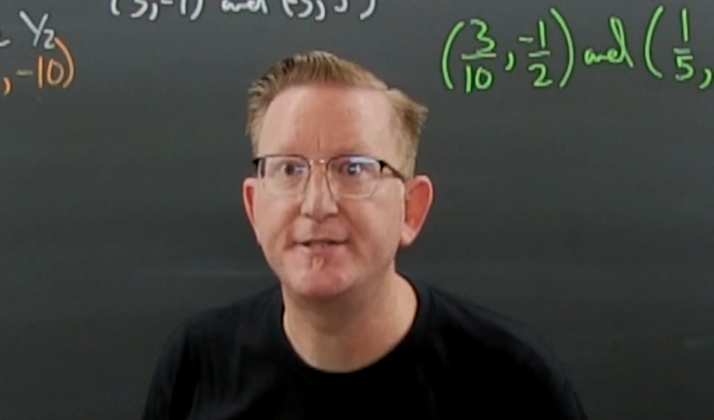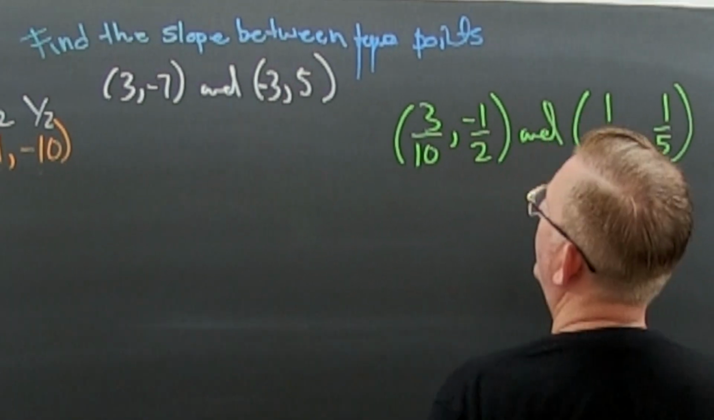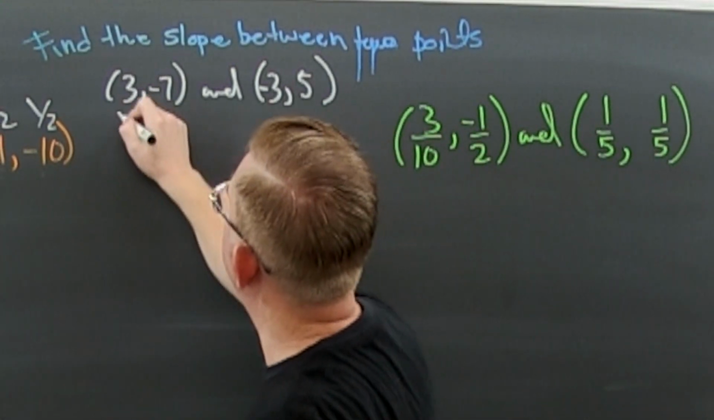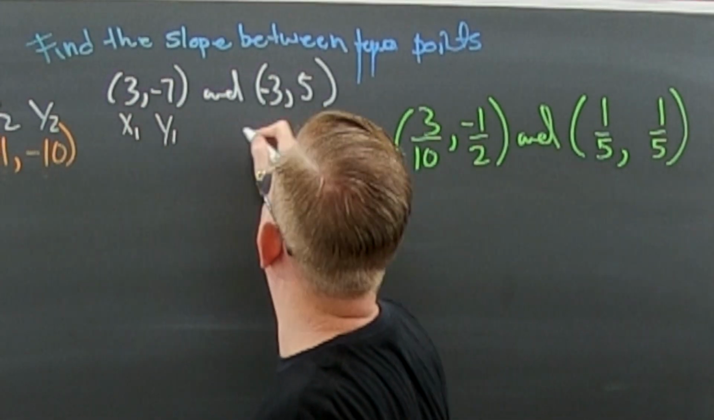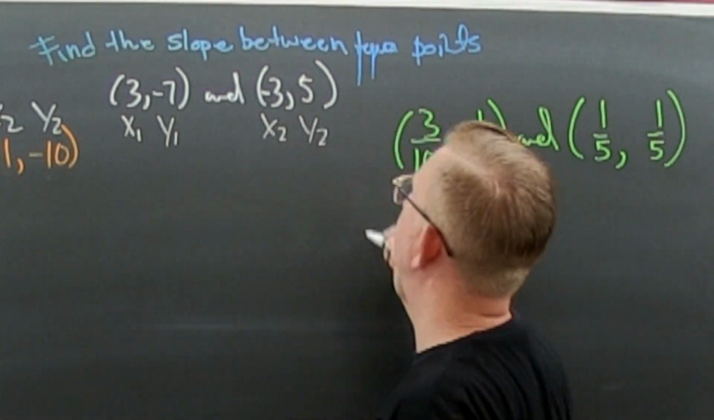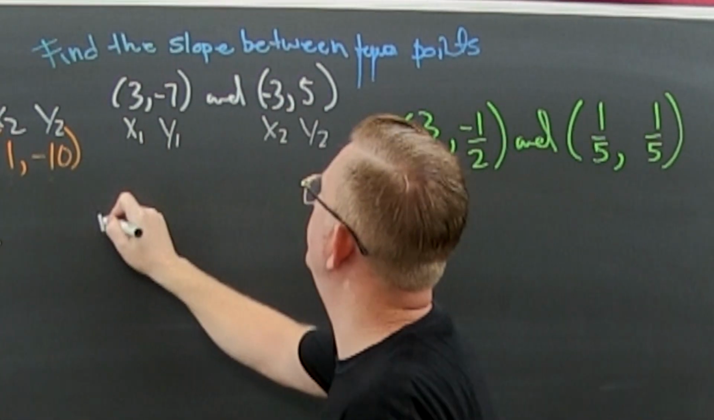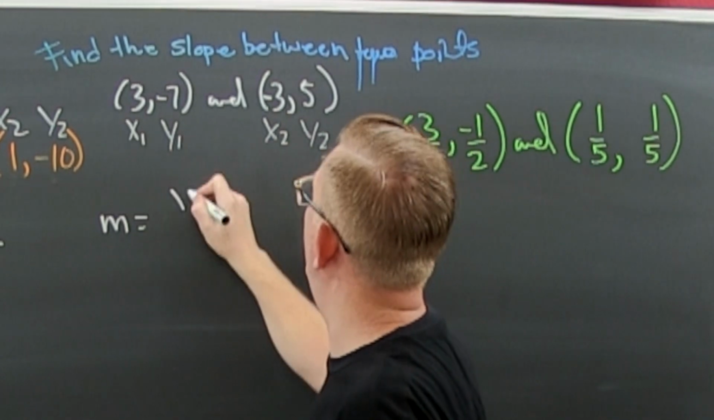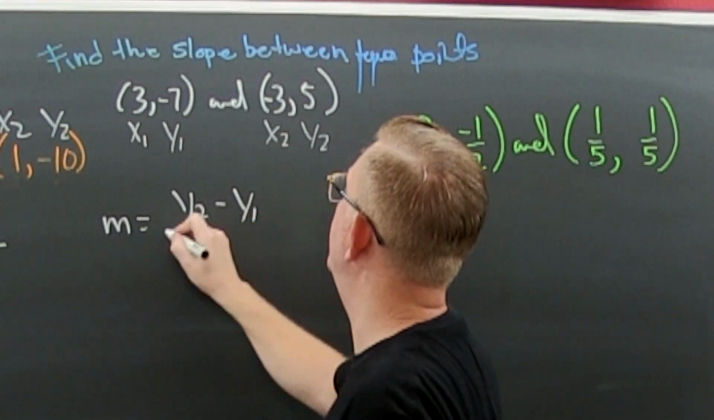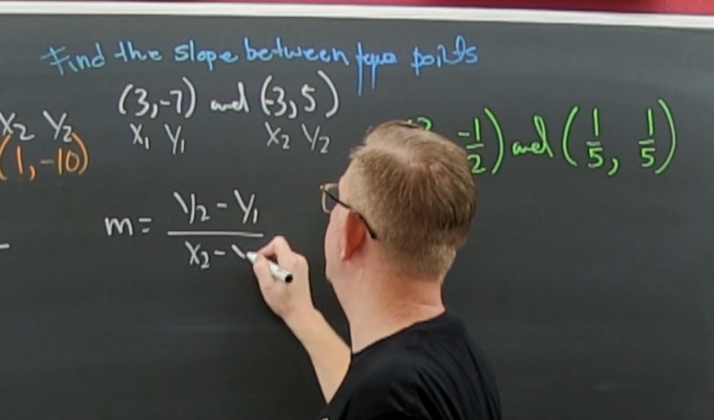Let's go try to find the next one. Until you're a professional, label them X1, Y1, X2, Y2. So my slope is going to be my Y2 minus my Y1 divided by X2 minus X1.